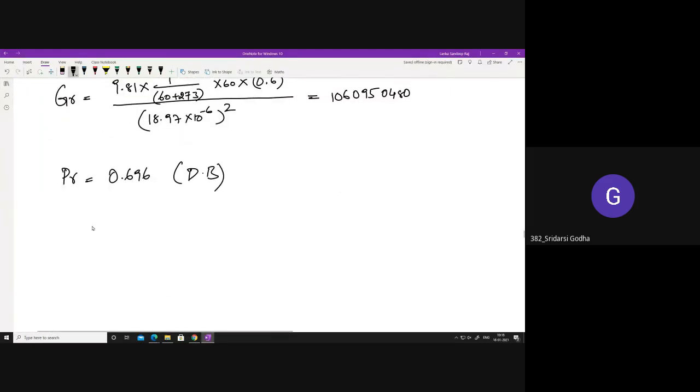Now you multiply the Grashof with Prandtl and tell me what the value is directly. 0.738 into 10 to the power of 9. That is equal to 7.38 into 10 to the power of 8. It is 10 to the power of 8 only; it didn't reach 10 to the power of 9. So the Grashof into Prandtl is less than 10 to the power of 9, which implies the flow is laminar.